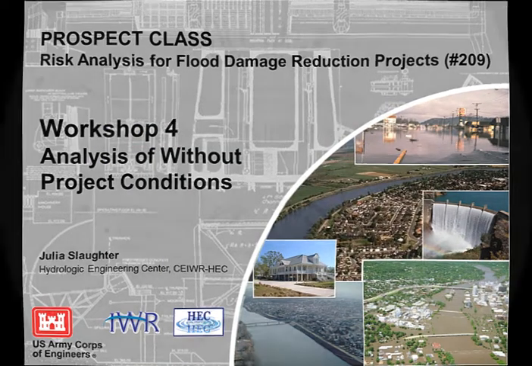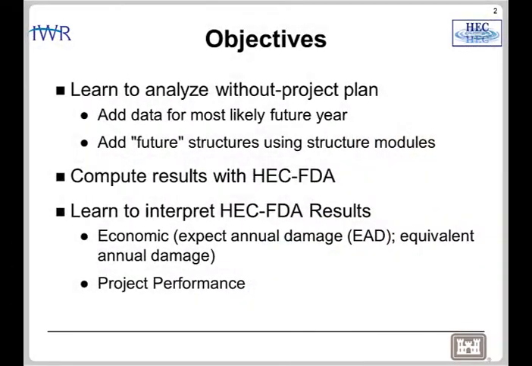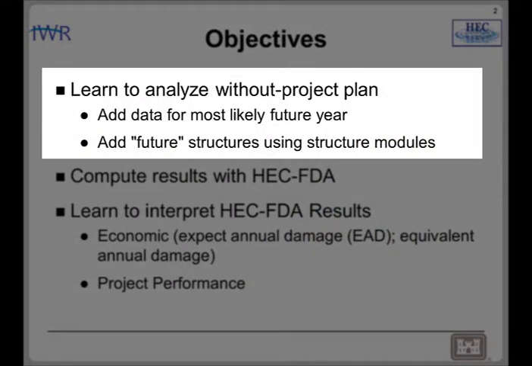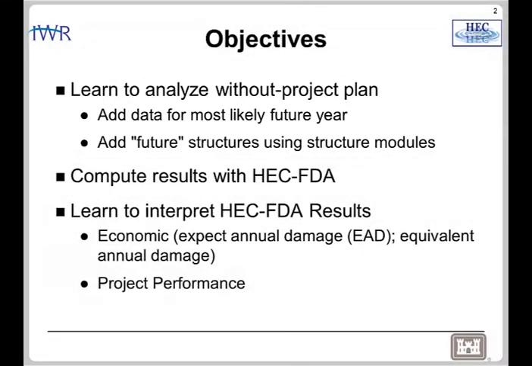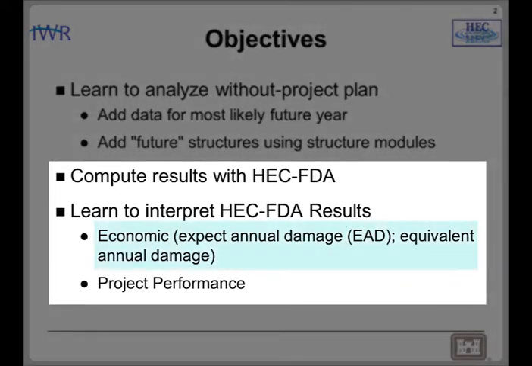Let's discuss Workshop 4. In this workshop, you will add future data to an existing HEC-FDA study. The existing study has already been configured for you for the Without Project base year. In other words, you get to start off with a complete base year and just need to add all future conditions with the goal of interpreting the expected annual damage, or EAD, the equivalent annual damage, and the performance of the project results for Without Project plan for two analysis years, the base year and the most likely future year.